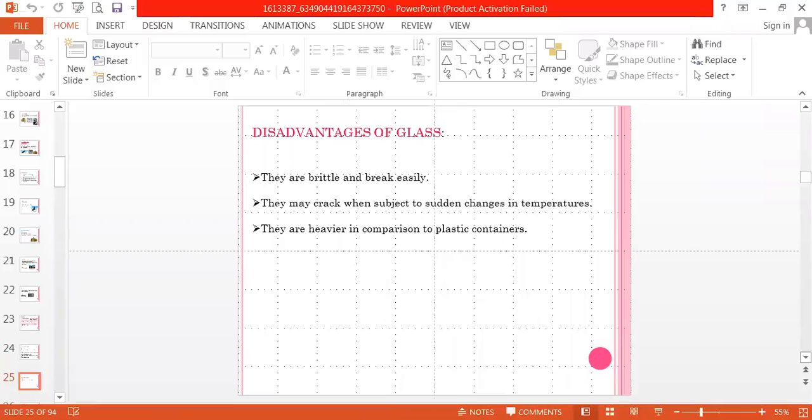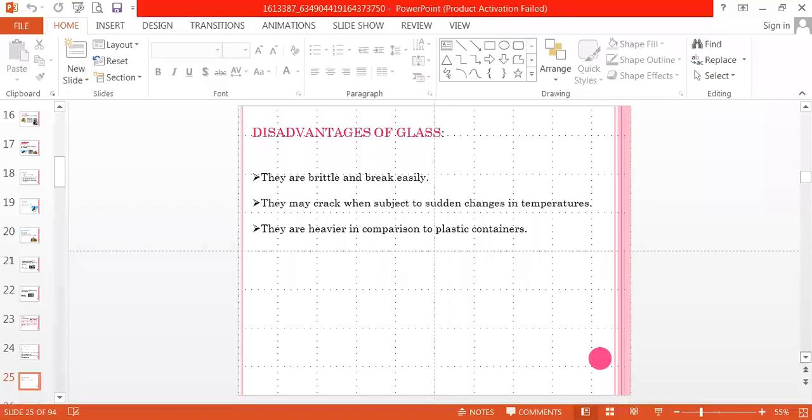Now, disadvantages of glass. The biggest disadvantage is that it is fragile in nature. It can easily break once it falls from a height, or it may get cracked because of shakes during transportation. It cannot withstand many shakes or jerks; it cannot absorb a jerk, so it will easily crack or break.